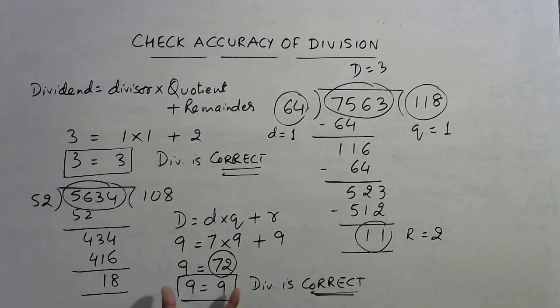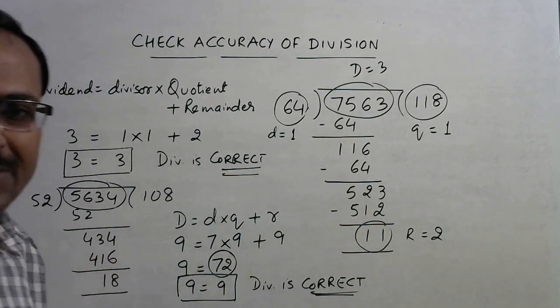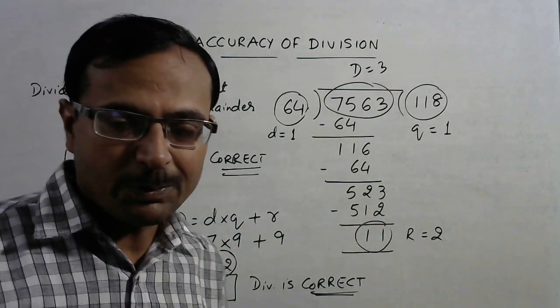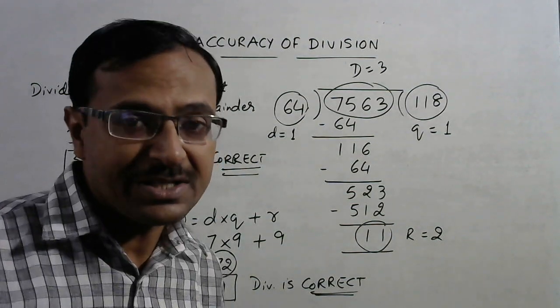So if this single digit comes different on left hand side and right hand side, then your division process is wrong. So I'm sure it is a very good process, and similar to this you can check the accuracy of addition and subtraction also.